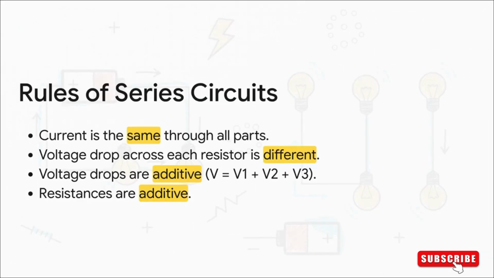And because there's only one path, series circuits have some really clear-cut rules. First off, the current is the same everywhere. The amount of electricity flowing through the first component is the exact same as the last. But the voltage is a different story. Each resistor kind of siphons off a little bit of the voltage. They all add up to the total, but each one has its own little drop. And the big one, the resistances just add up.